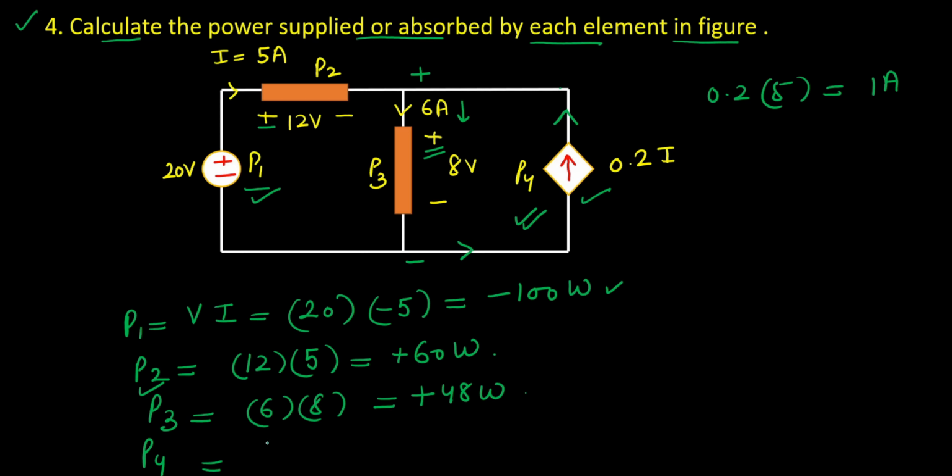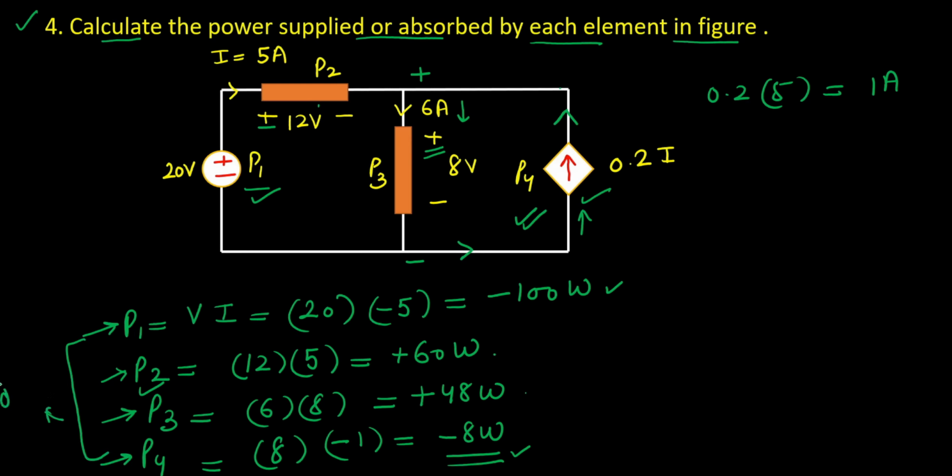How much power is it delivering? It is equal to 8 into the current flowing in this particular branch, which is equal to minus 1 ampere. So it is equal to minus 8 watts. So element 2 and element 3 are absorbing power, and element 1 and element 4 are delivering power.